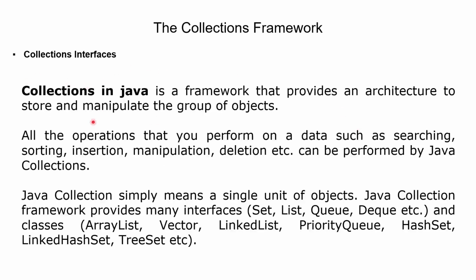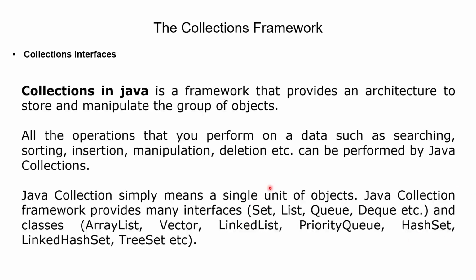So the collections interface. Collections in Java is a framework that provides an architecture to store and manipulate a group of objects. All the operations that you perform on the data, such as searching, sorting, insertion, manipulation, deletion, can be performed by Java collections. A Java collection simply means a single unit of objects. The Java collection framework provides many interfaces such as sets, lists, queues, dequeues, and other classes: array lists, vectors, linked lists, priority queues, hash sets, linked hash sets, and tree sets.